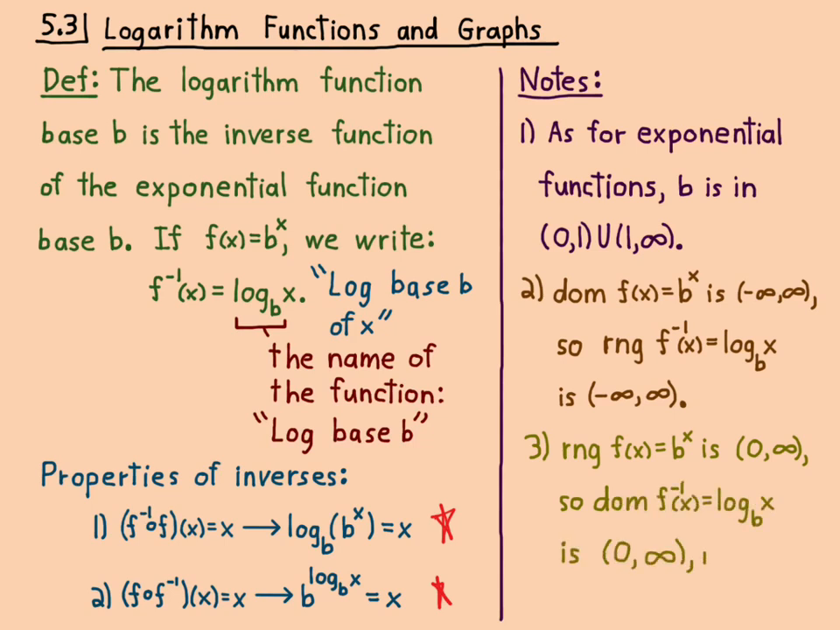So the range of the exponential function is 0 to infinity. Your outputs are positive. And so the domain, the inputs of log base b of x, are always positive. They're from 0 to infinity, not including 0. So x greater than 0. So you can't take log of 0. You can't take a log with any base. You can't take a log of -3 or something. It has to be log of a positive number.